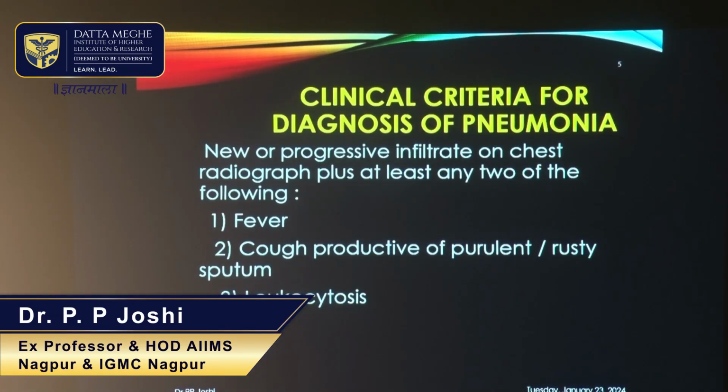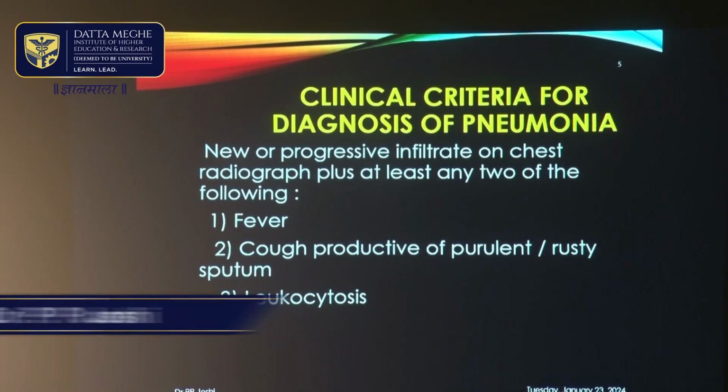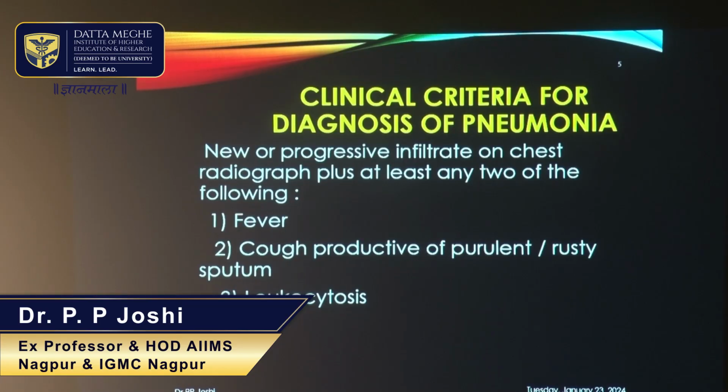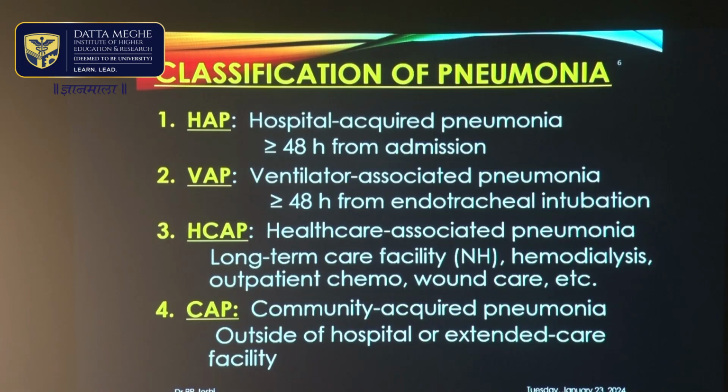And the clinical criteria for diagnosis of pneumonia is a new or a progressive infiltrate on chest X-ray, plus at least any two of the following conditions. That is, the X-ray shows a progressive infiltrate, and in addition, if any two of the following are present, we can make a clinical diagnosis of pneumonia: fever, cough which is productive of purulent or rusty sputum, and the CBC shows leukocytosis. Any two of these three conditions in the presence of a new or a progressive infiltrate on chest X-ray, we can make a diagnosis of pneumonia.